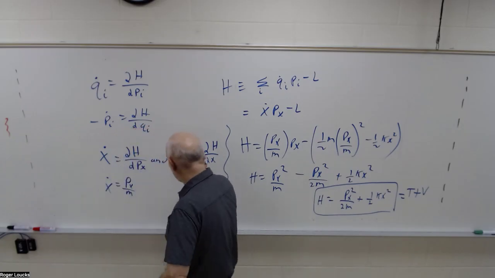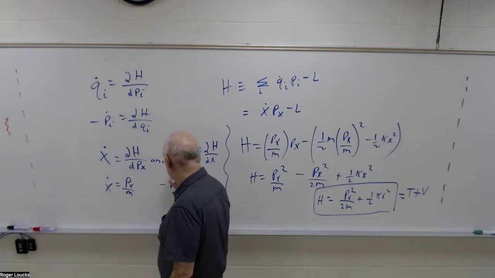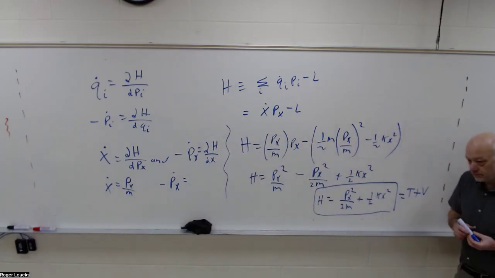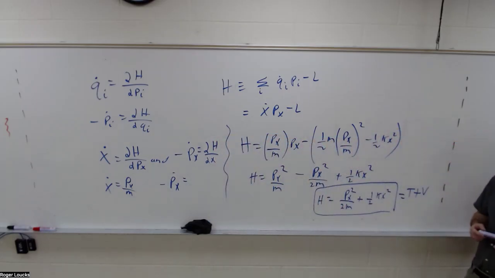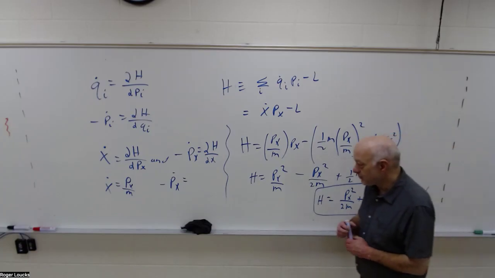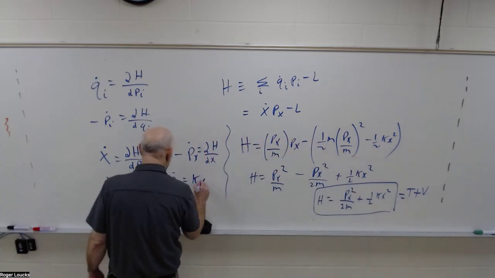Now let's do this one. So this gives us minus px dot equals... What is the partial of h with respect to x? Yeah, on x, so this is kx. Just kx. Let's write it like this.